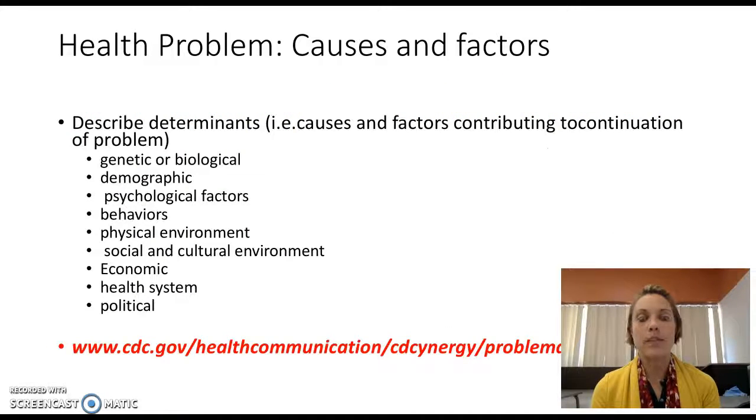So the health problem, the causes and factors. So we need to describe the determinants. So what are the causes and factors that contribute to the continuation of the problem? So there can be genetic or biological factors, demographic factors, psychological factors, behavioral factors, the physical environmental factors, social and cultural environmental factors, economic factors, issues related to the health system, as well as political factors.